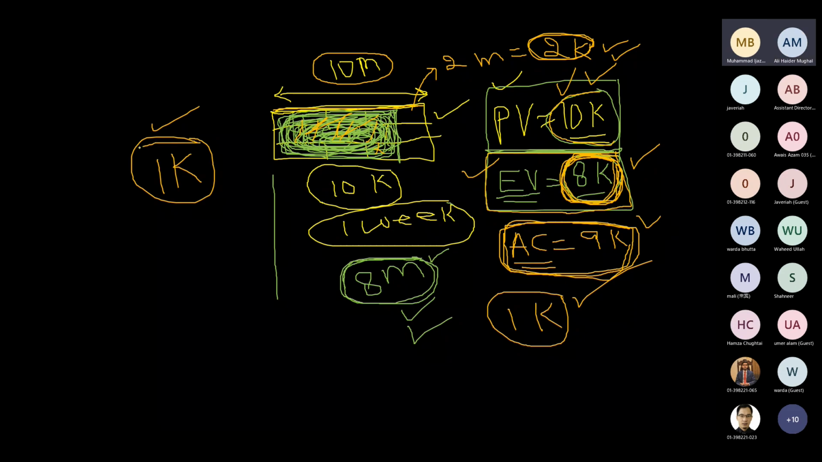right? Okay, please keep yourselves muted. For a work for which I had kept 2,000 in my budget, now I have to complete that work in 1,000. Right? Is it clear?